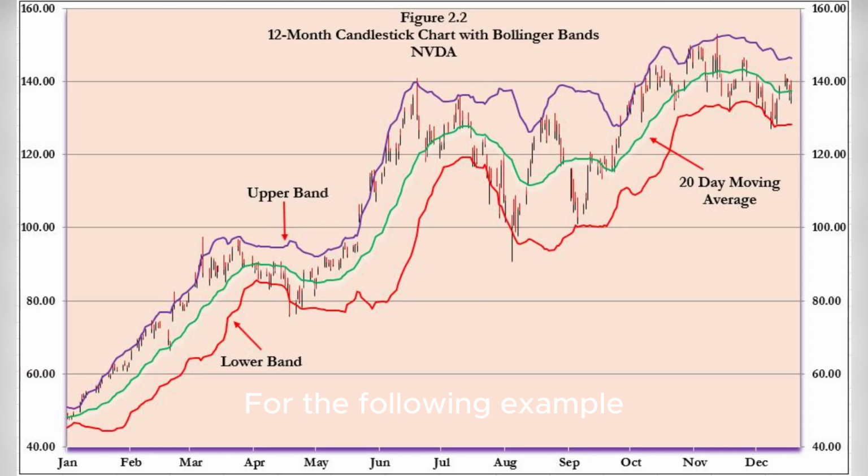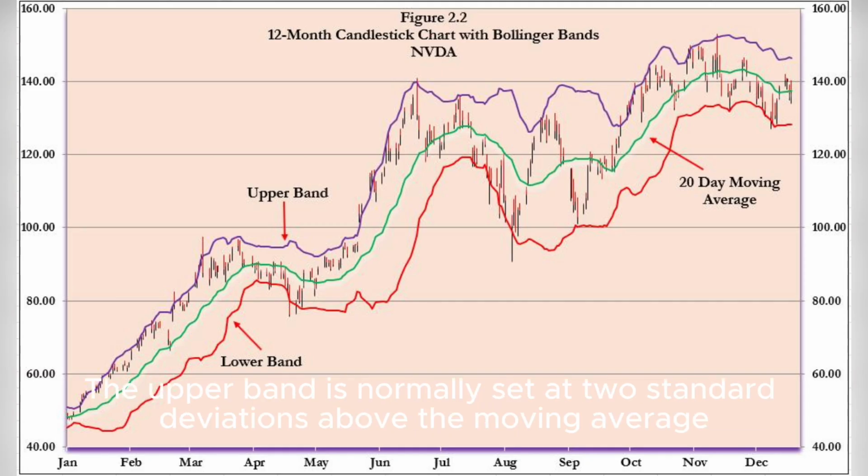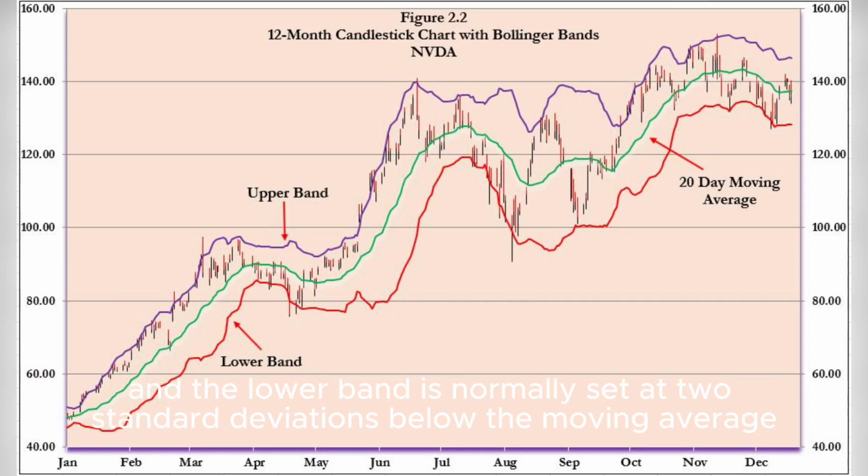For the following example, we are going to use NVIDIA, ticker symbol NVDA, with 52.27% implied volatility. First, set up a 12-month daily candlestick stock chart with the Bollinger Band indicator. It shows a moving average line in the middle. The upper band is normally set at 2 standard deviations above the moving average, and the lower band is normally set at 2 standard deviations below the moving average.